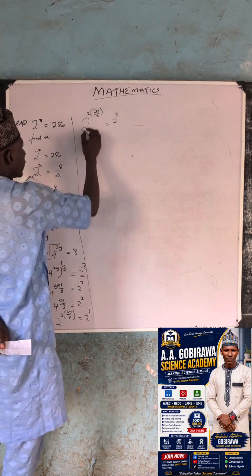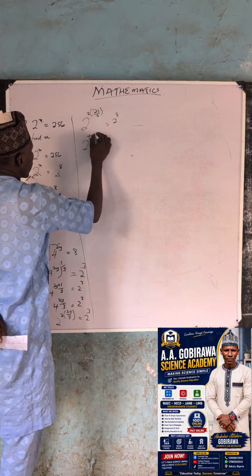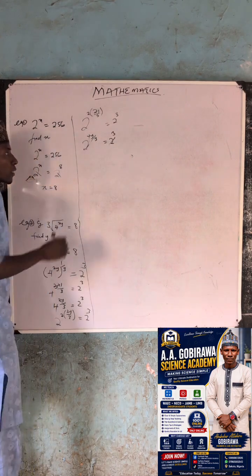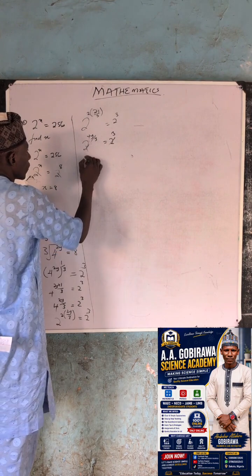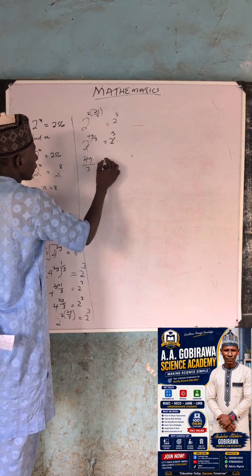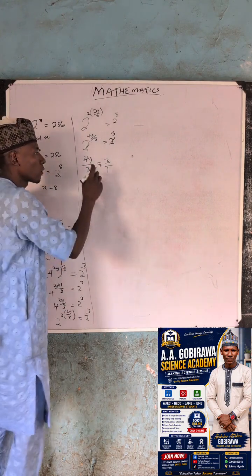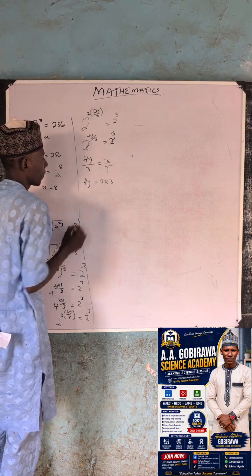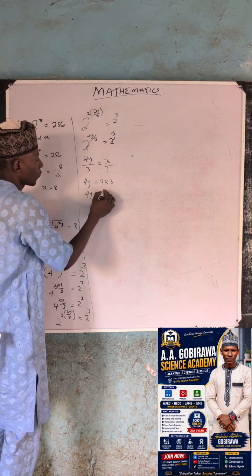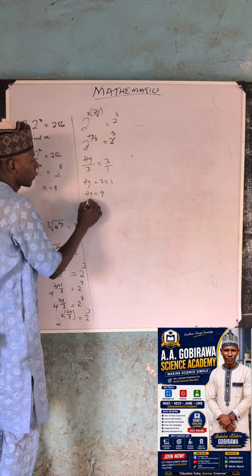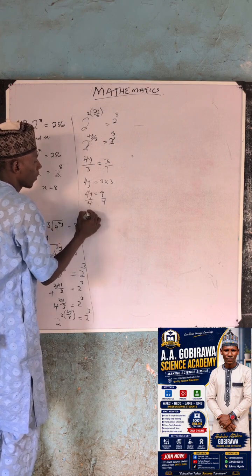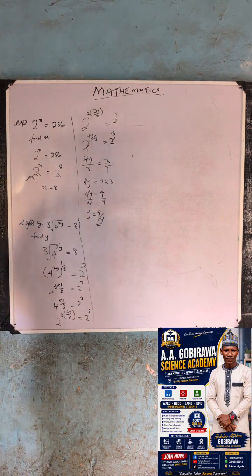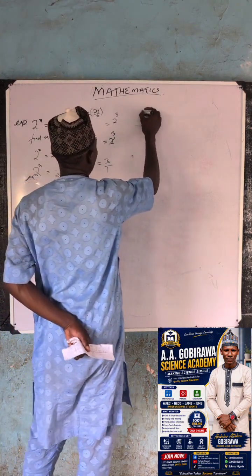Then sai mu to mu gyara shi, zai zama mana 2 power 4y all over 3 is equal to 2 power 3. To this cancel this, left hand side cancel right hand side, ko ba haka ba? So muna da 4y divided both side by 3 is equal to 3. Then from here sai mu yi cross multiply ko? Zai zama mana 4y is equal to 3 times 3. Zai zama mana what? 4y is equal to 9. Then same we divide both side by 4. So our y here is equal to 9 all over 4. Muna tare ko? Ta. Sai mu to mu dauki next example.